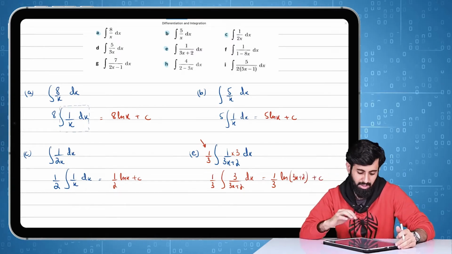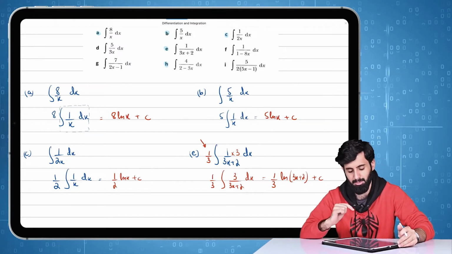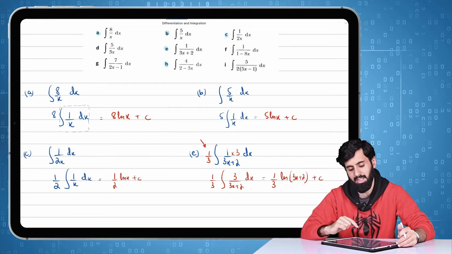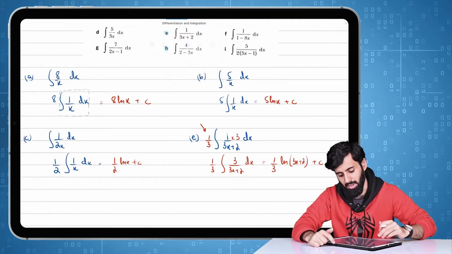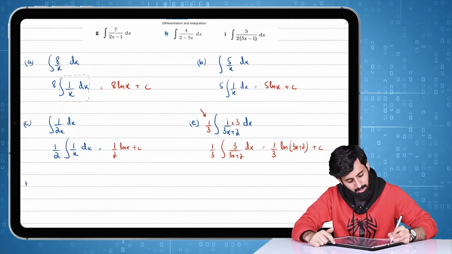Now, I will encourage you guys to differentiate 1 upon 3 ln 3x plus 2 and see what you get. If you get the exact same thing, that means you've done it right. If you don't, that means you've done something wrong. But anyway, there's one more part that I'm going to solve, and that's part H.